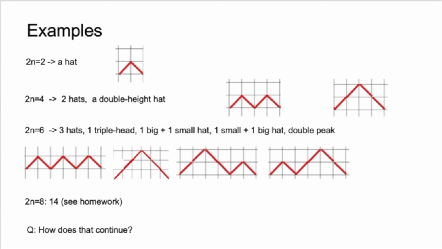For 2n equals 2, we have only one such path, which is a head. For 2n equals 4, we have 2 such paths, which are 2 connected heads or a head of double the height. For 2n equals 6, we have 3 connected heads, one head of triple height, one big followed by a small head, one small head followed by a big head, one double peak. That's 5 in total. For 2n equals 8, we have shown in the homework that there are 14 such paths. This counting sequence continues. The answer will be presented in the course of the lecture.